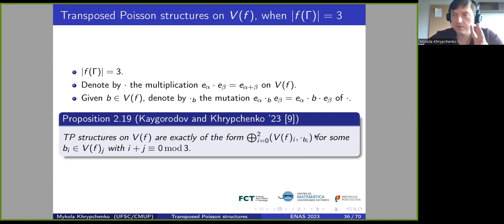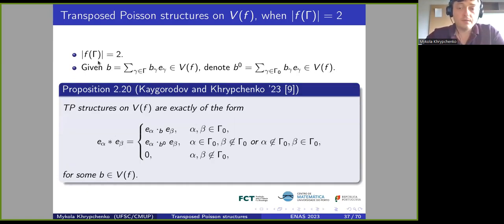So a direct sum of 3 structures, each of which is a mutation of the group algebra structure, but mutation by an element which does not belong to the same subspace, but belongs to the subspace corresponding to the inverse in the group of order 3, which corresponds to the opposite number modulo 3. Okay. In the case of F taking exactly 2 values.